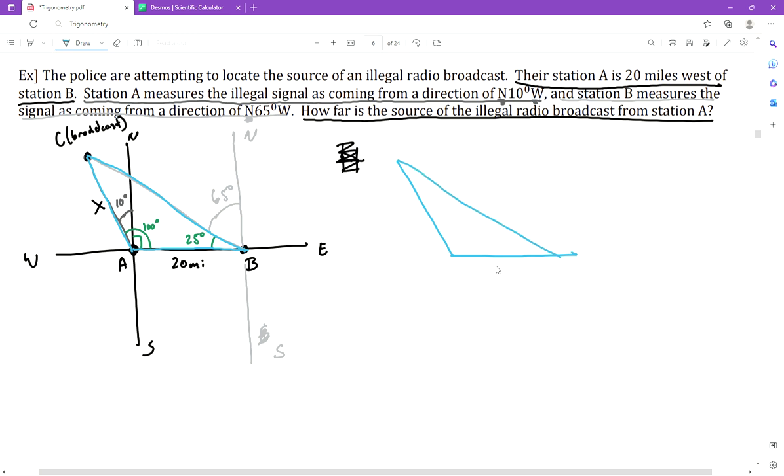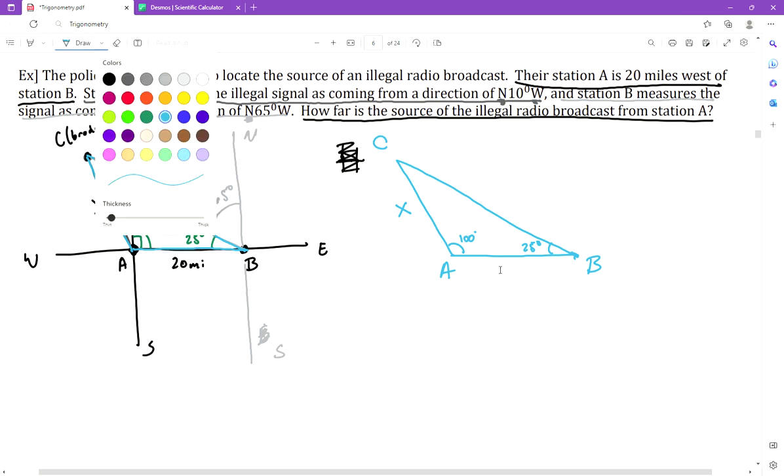Oop, that's a little off. Let me try it one more time. Okay, that's better. So there's angle A, there's angle B, there's angle C. Here's the X that we want. Here's the 100 degrees that we found and the 25 degrees that we found.